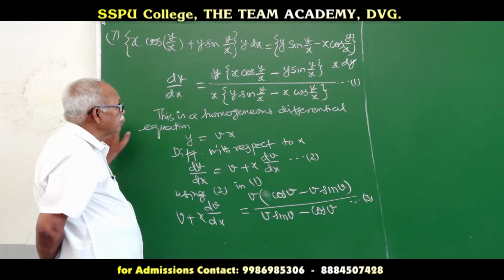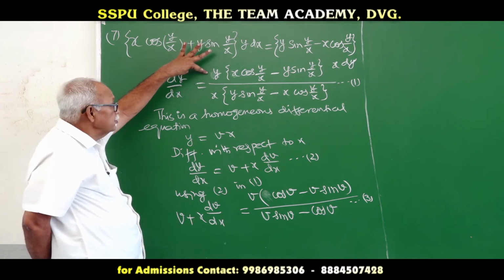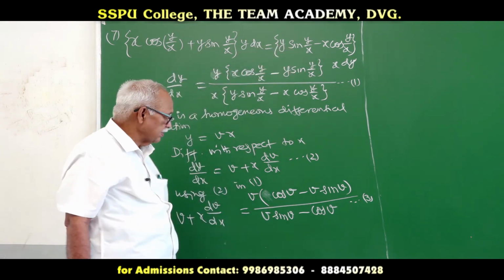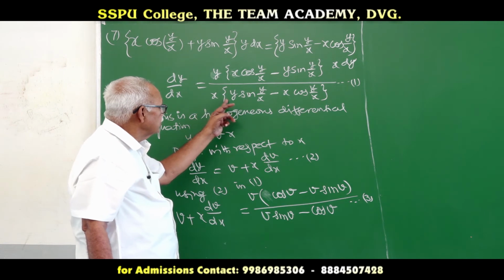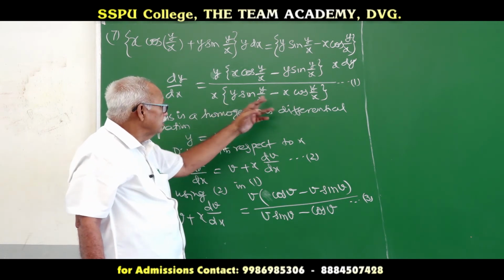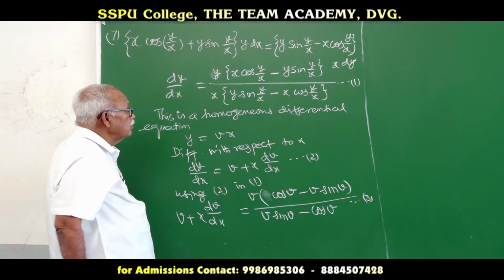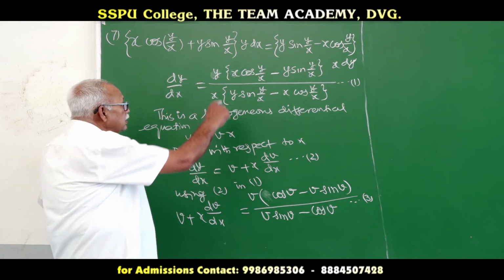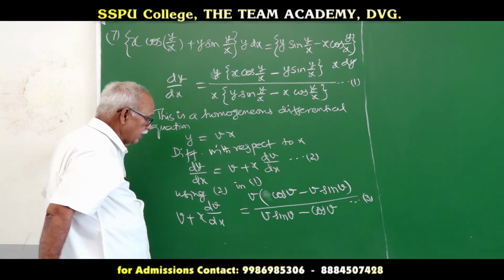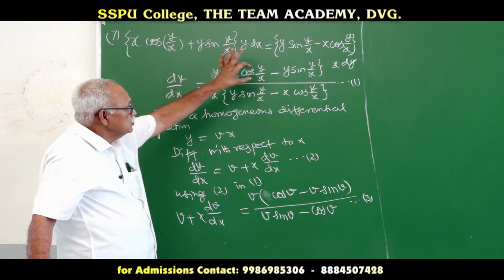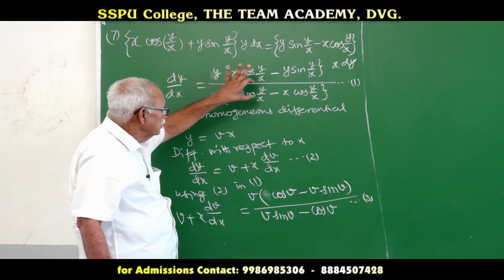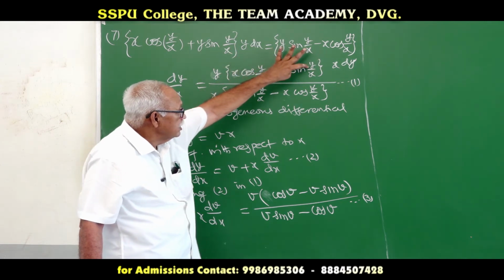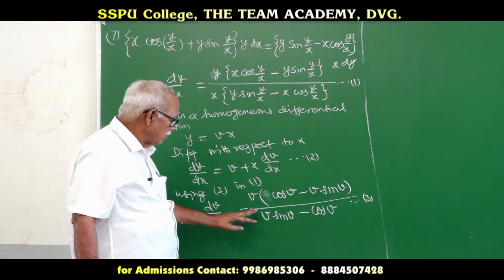Carefully, or if you are having difficulties, substitute y is equal to vx. Here also y is equal to vx you substitute, so x will be coming out, and you will be able to understand this better. Here x will come out, x square will cancel. So substitute y is equal to vx; it will be vx by x. So this is the answer for that.